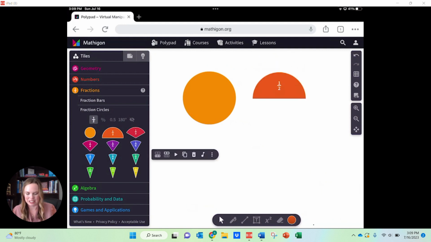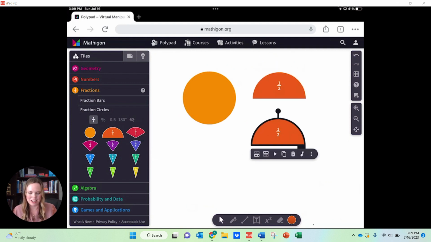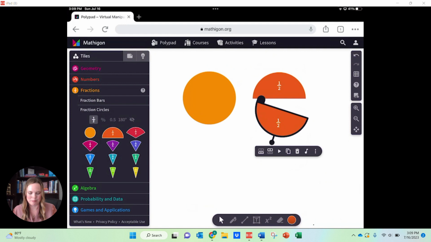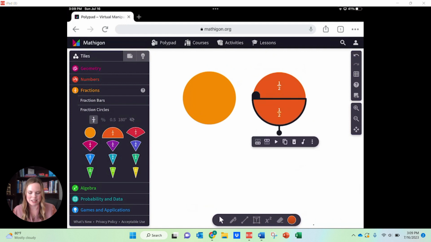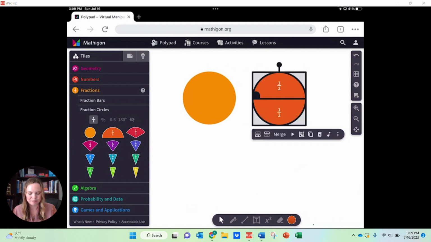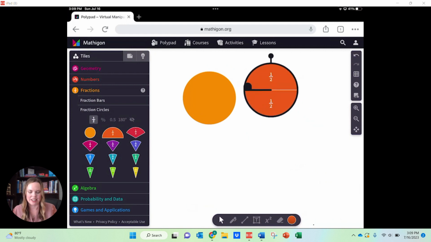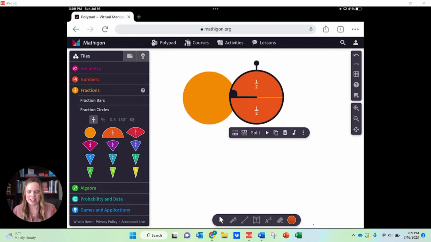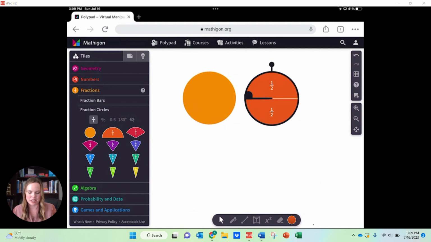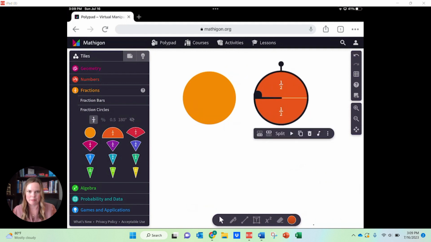And so you can add another half here, and you can rotate these and merge them together. And then you can see that it is the circle, and you can also rename. I like that here, that you can hit this second button and it'll rename it, and now you can see that it is the 1. We can also go down. So 1/2, you can see those 2 halves that make the whole, and here's 1/3.